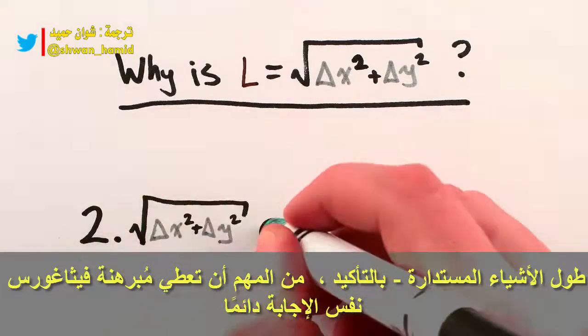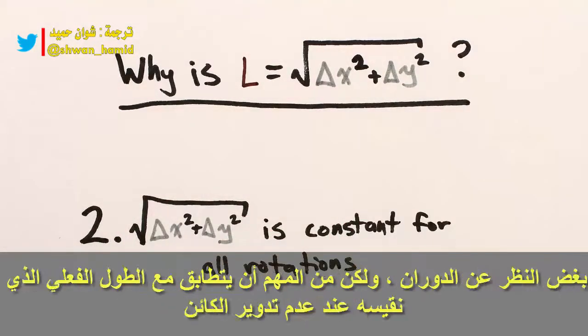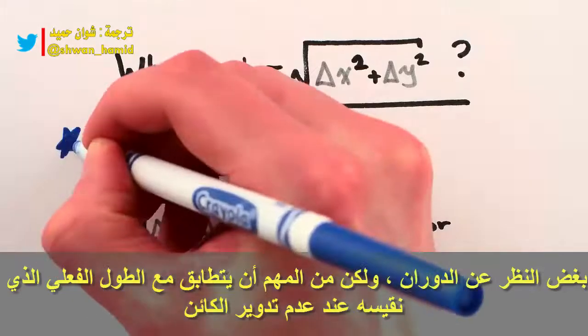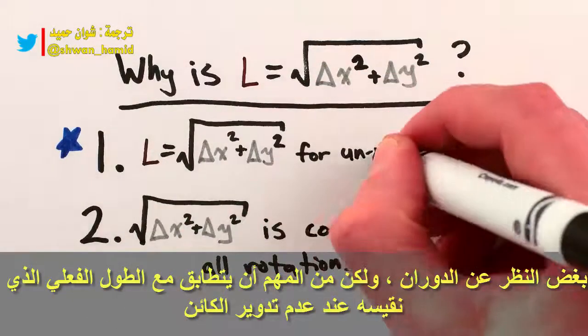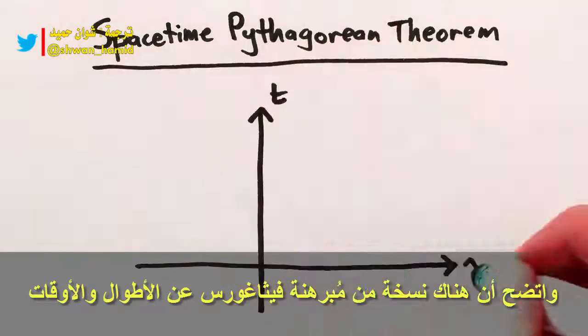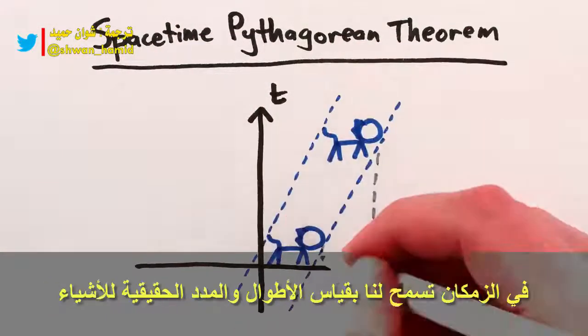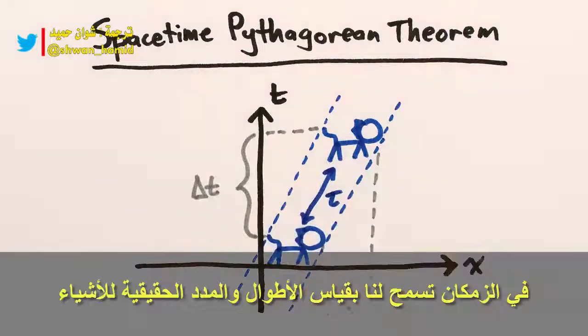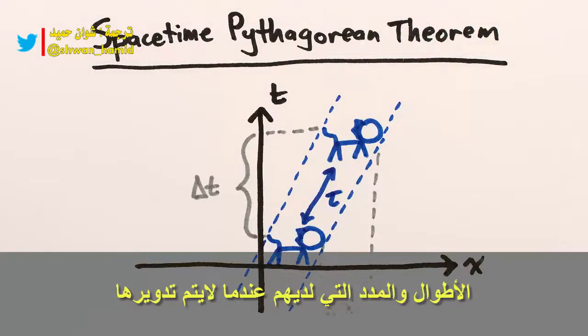Sure, it's important that the Pythagorean theorem always gives the same answer regardless of the rotation, but it's critical that it agrees with the actual length we measure when the object isn't rotated. And it turns out there's a version of the Pythagorean theorem for lengths and times in space-time that allows us to measure the true lengths and durations of things, the lengths and durations they have when they're not rotated.